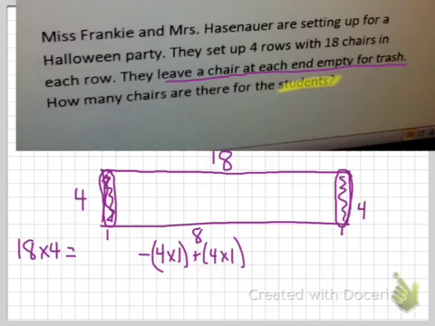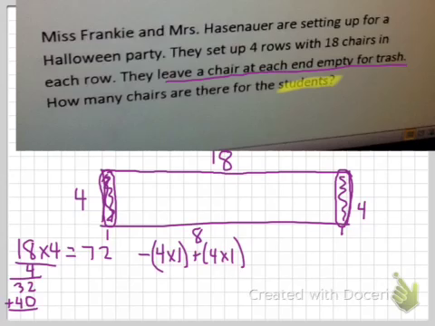So to figure out 18 times 4, I can do it several ways. I would use probably partial products. So I'm going to take 4 times 8, which is 32, and 4 times 10, which is 40. And when I add them all up, I get 72. So now I have 72 total chairs. So that's 18 times 4 is my total chairs. It's 4 rows of 18 chairs.